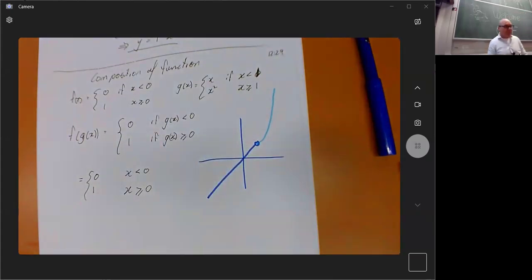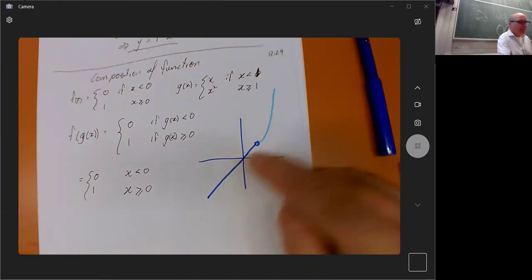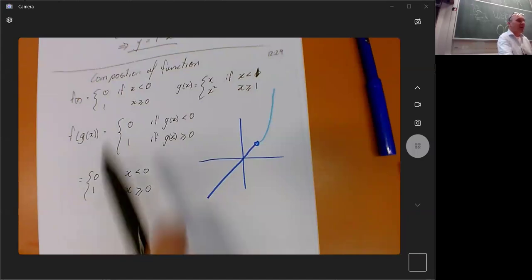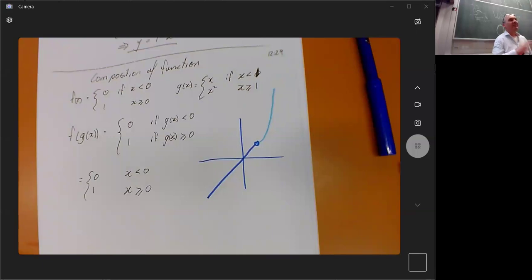And amusingly enough, because g maintained the sign of x, the way we've expressed g, it didn't actually change f at all. f didn't change when I did the composition with g. So kind of interesting.